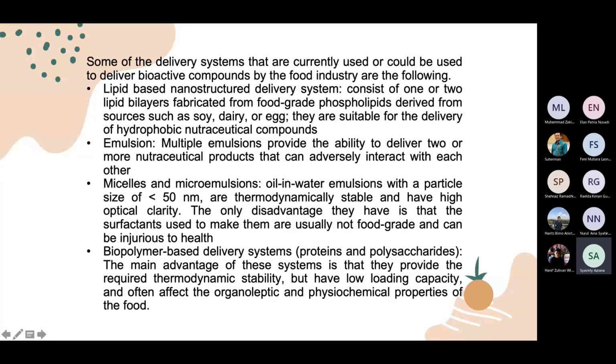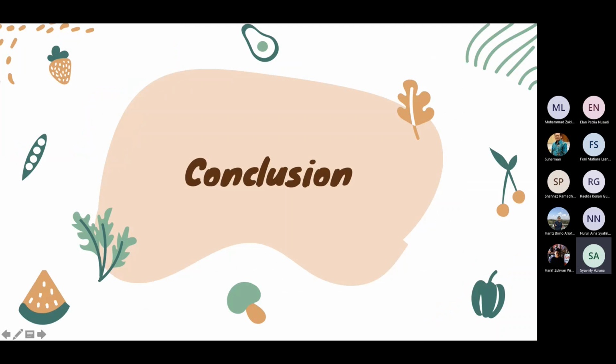Next is biopolymer-based delivery systems or proteins and polysaccharides. The main advantage of these systems is that they provide the required thermodynamic stability but have low loading capacity and often affect the organoleptic and physiochemical properties of the food.